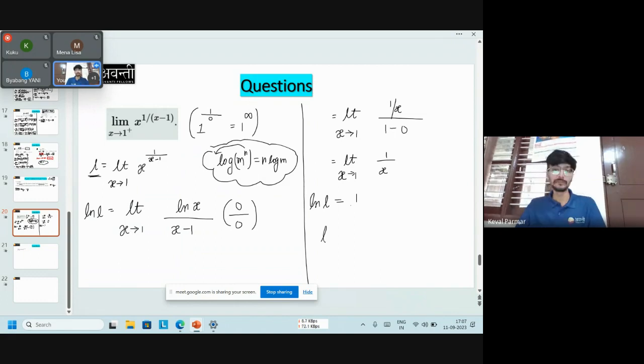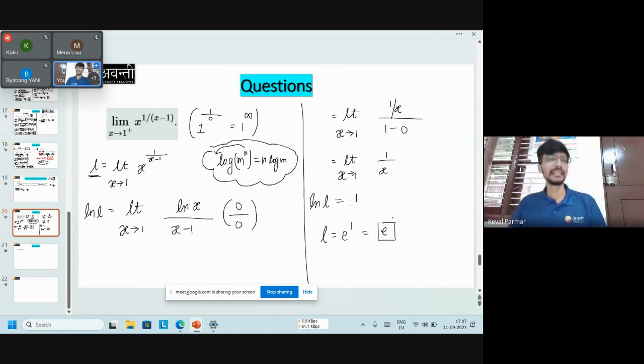So what will be the value of L? It will be e raised to 1, or simply e. This is what I was talking about in the last class. One of you didn't understand, so that's why I'm repeating it here. So I hope you got it this time.